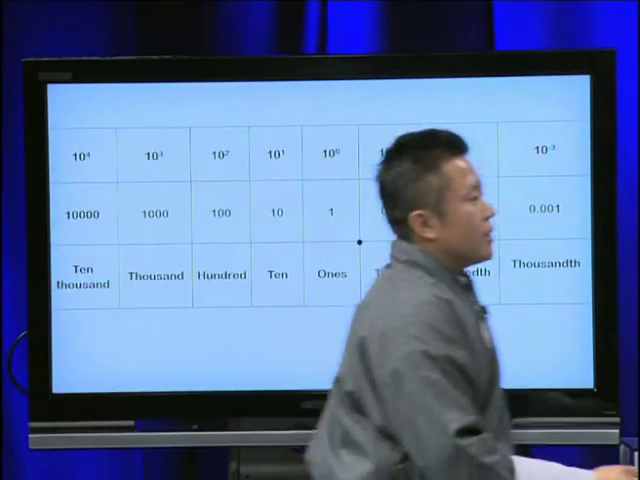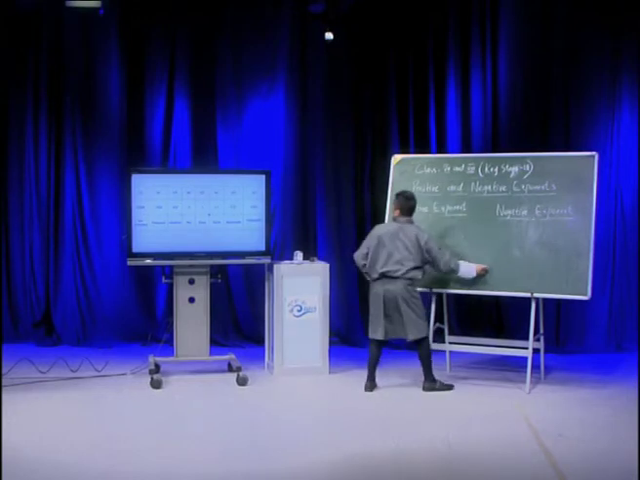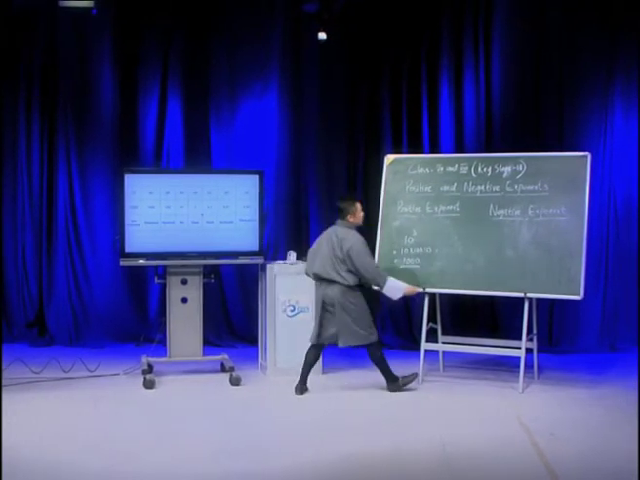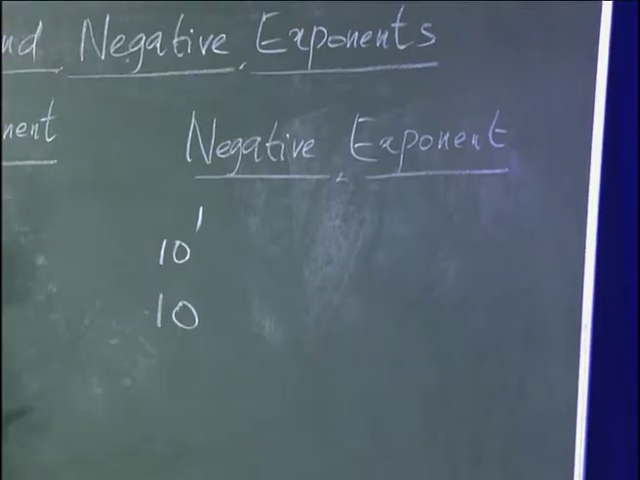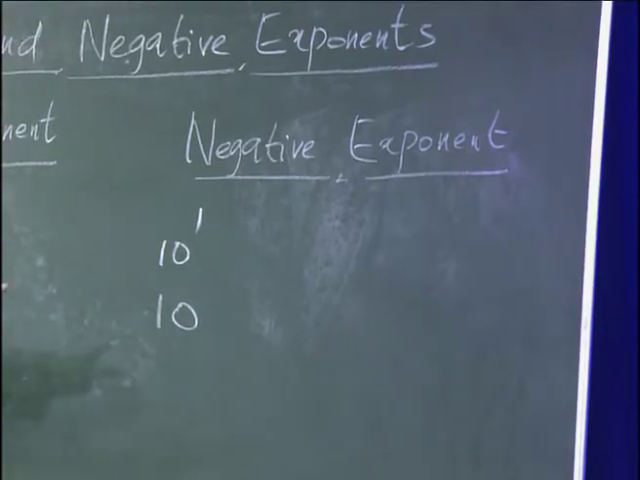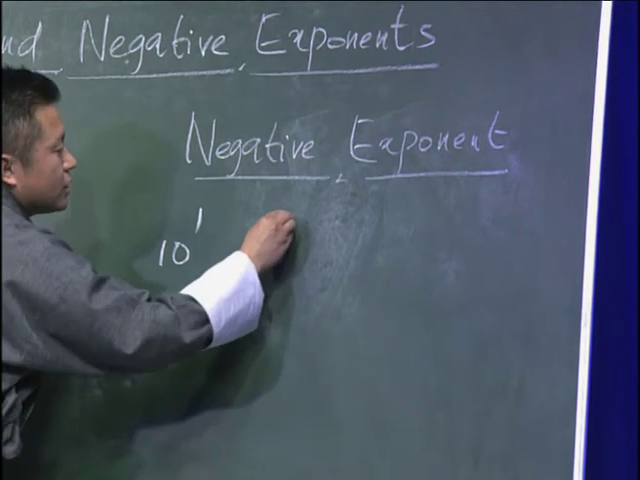10 divided by... Now, let me explain this one. The value is 10, 10 power 1, 10. Now after this one, 0.